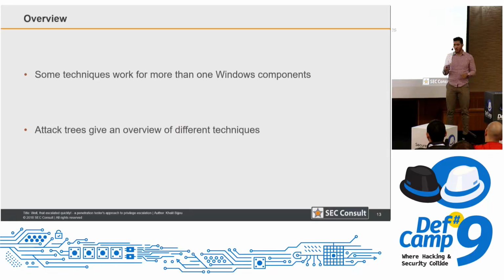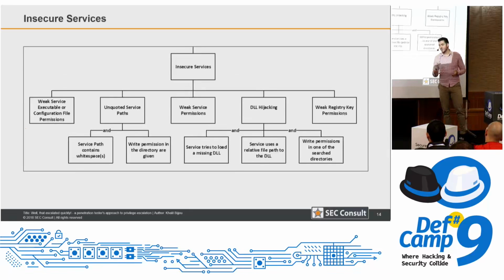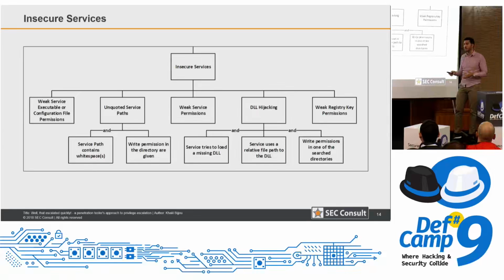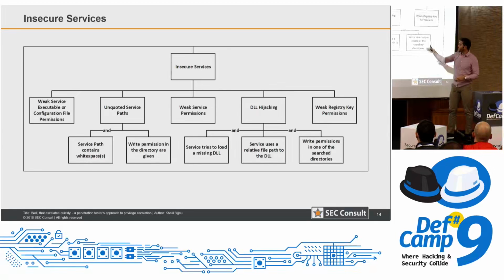So the first big attack tree, and you have to imagine this is part of a very big attack tree, is insecure services. In this part of the attack tree, we want to attack insecure or misconfigured services. And as you can see in the second row, we have five different techniques. The first one is weak service executable or configuration file permissions, then unquoted service paths, weak service permissions, DLL hijacking, and weak registry key permissions.